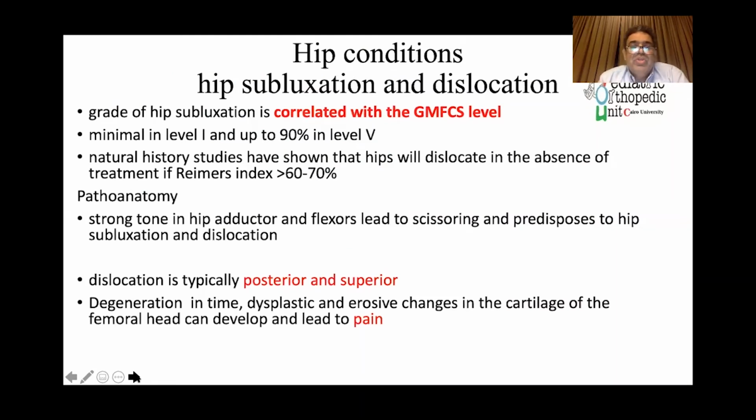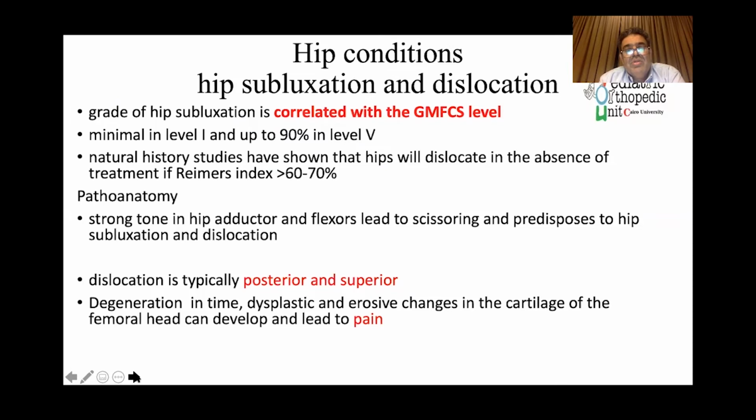A very important issue in CP hip surgery is hip subluxation and dislocation. Is it something rare or something very common? And how do we manage such a condition? First, you should know that hip subluxation is directly correlated with the level of the Gross Motor Function Classification. It's very common in the non-ambulatory and very rare in the ambulatory children.